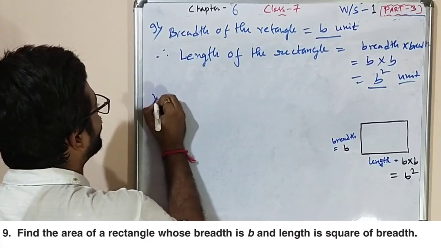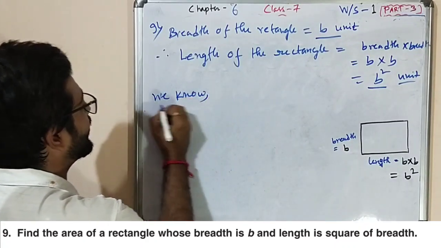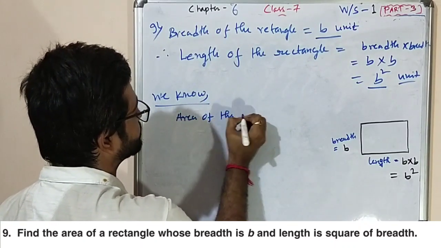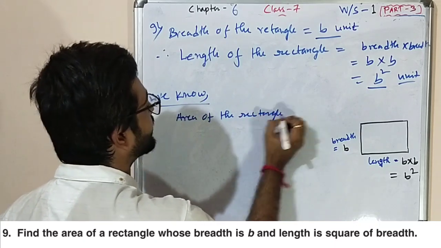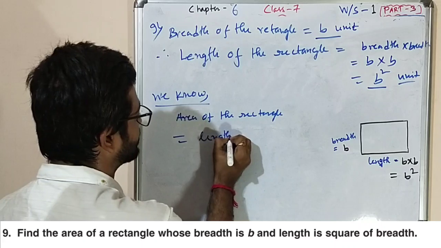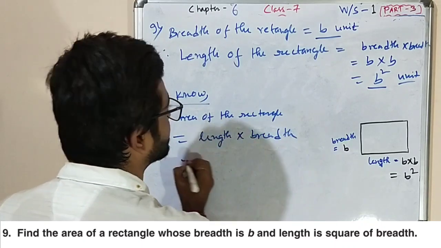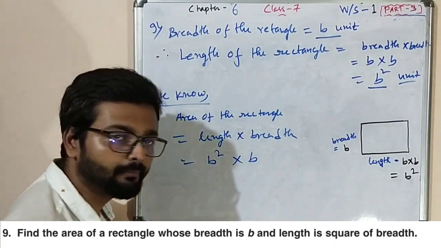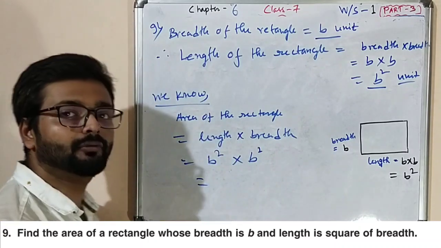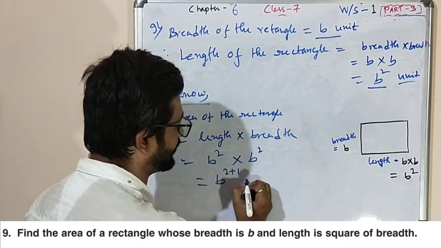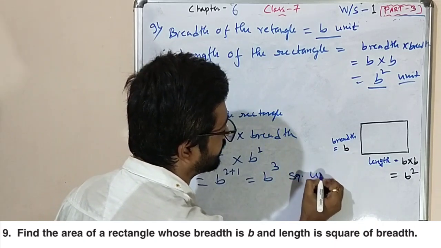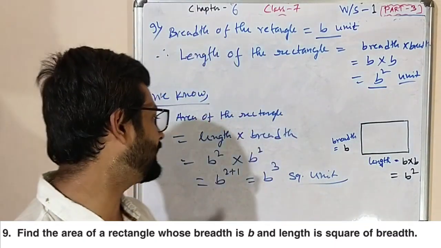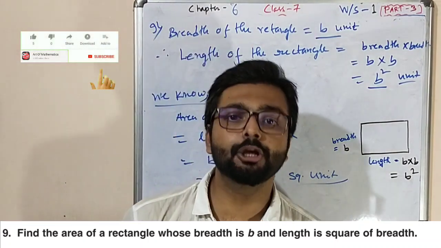Now what is the area? We have to write first. Now we know that area of the rectangle equals to what? Length into breadth. That equals to, now length is what? B square and breadth is what? B. Now bases are same, and in between into sign over there, so I have to add the power, that is 2 plus 1, that is B cube square unit. So this is the answer of question number 9. So area of the rectangle is equals to B cube square unit.